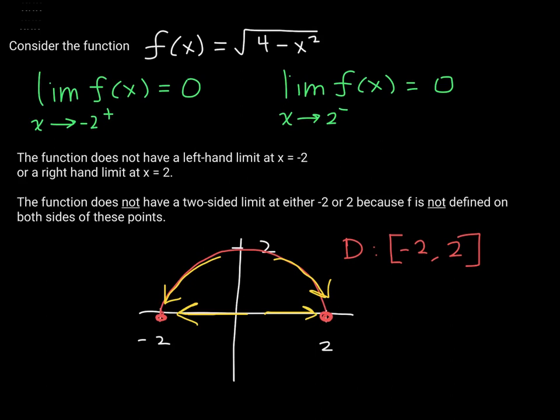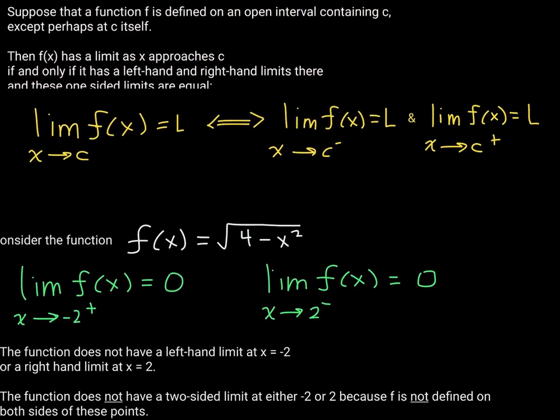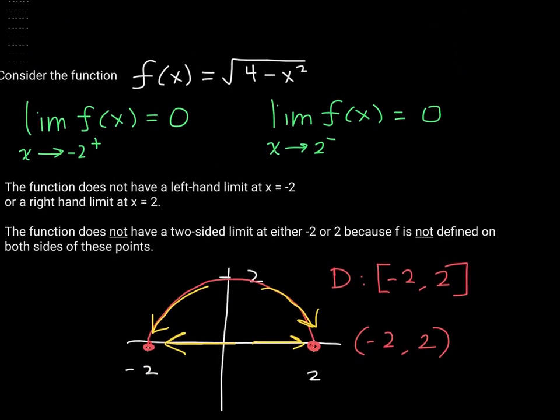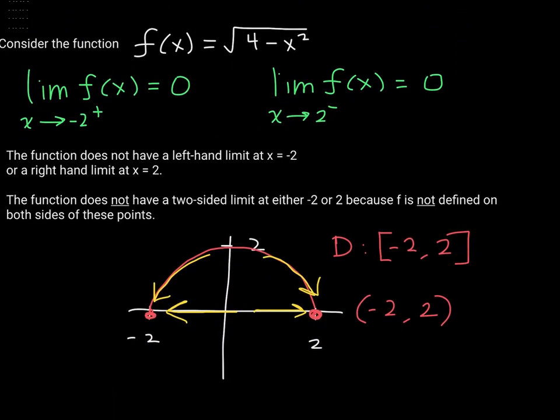Oops, sorry. Let me see if I can rewrite that. -2 to 2. This is an open interval, all right? And that's why up here, I'm sorry to be going back and forth, we're saying suppose that a function f is defined on an open interval. So for this function, on this open interval, this function does have a two-sided limit. It does, at every single point inside this open interval.